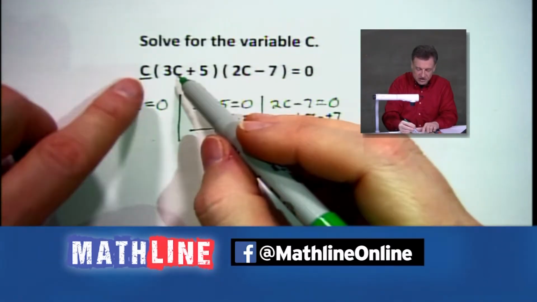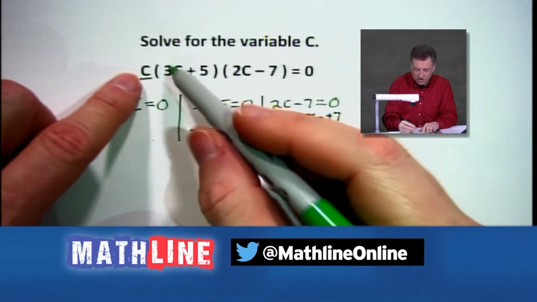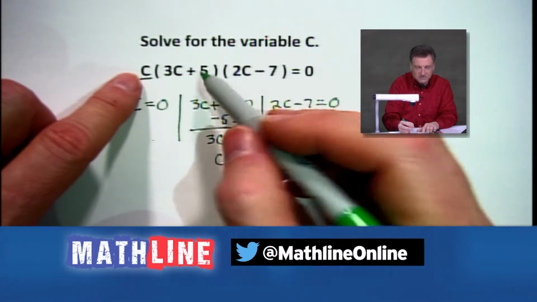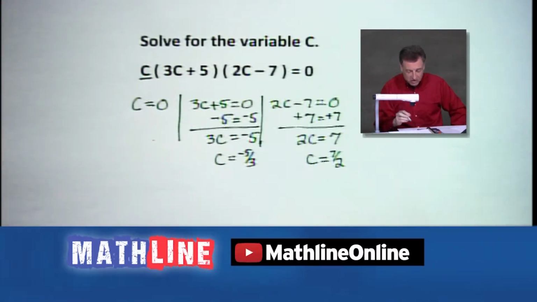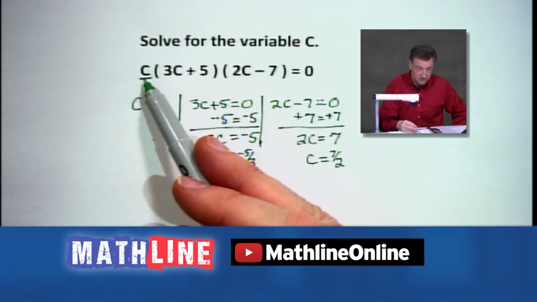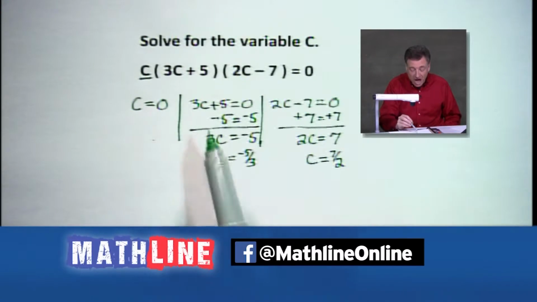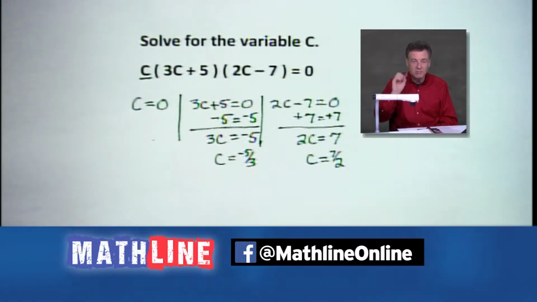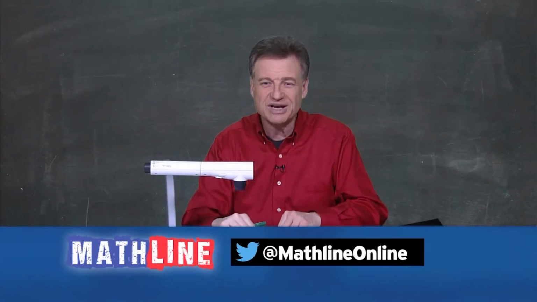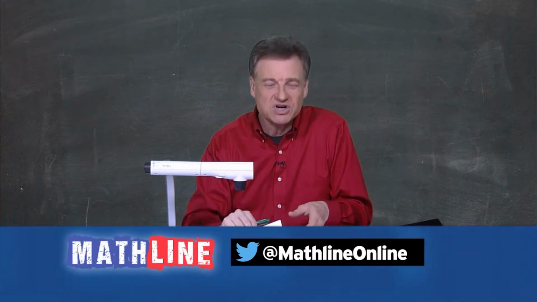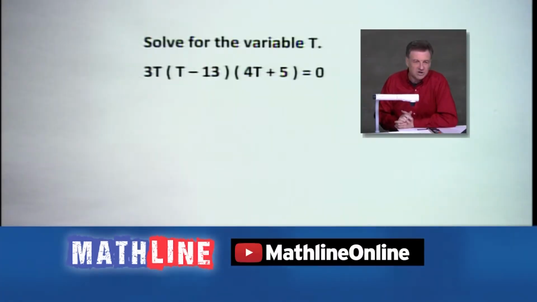Over here, put the negative 5 over 3 in there. The 3's will cancel. Negative 5 plus 5, you got another 0. And of course, this one was really easy. c is 0 because it's by itself. So these are the options. 1, 2, 3 possibilities for solutions to that problem, okay? So we're looking for the zeros.